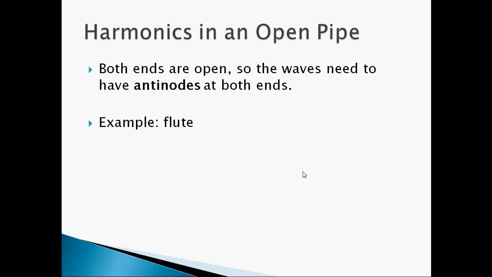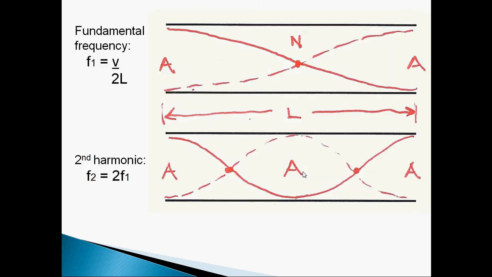Next type of instrument to consider is an open pipe. Now, in an open pipe, what we find is that both ends are loose. Particles are very able to oscillate back and forth there. So that means that we have to have antinodes at both ends. Example of this, a flute. What we have is an open pipe, nothing closing it off at either end, so we can have maximum oscillation there.